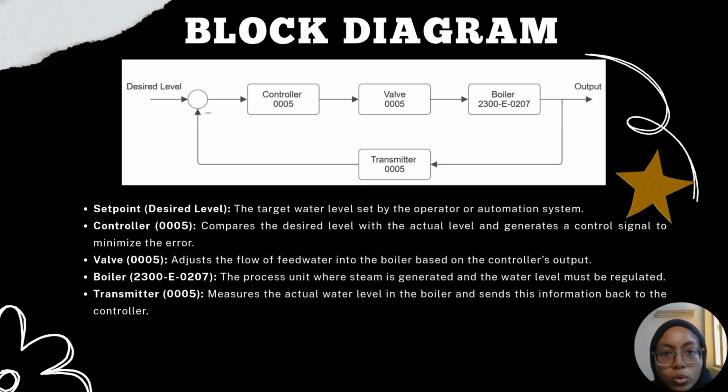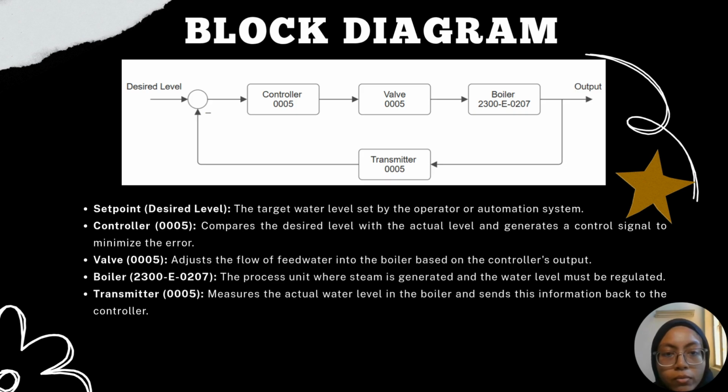Following the controller, we have the valve 0005. This is actually our actuator. The controller will send a signal to this valve, which then adjusts the flow of the feed water into the boiler. If the level is too low, the valve will open more, and if it is too high, it closes. And then the boiler itself, this is our process unit. It is where the steam is generated and, importantly, where the water level must be precisely regulated.